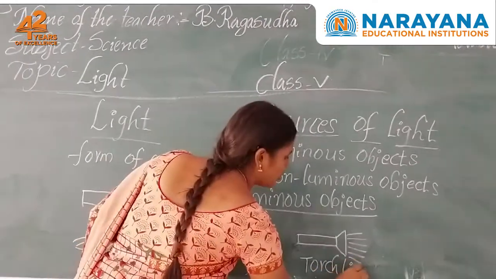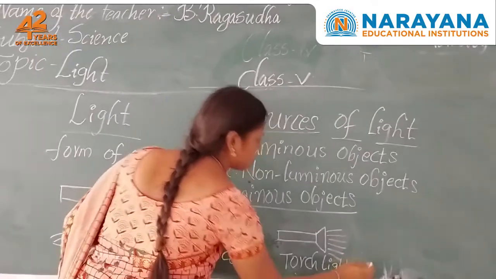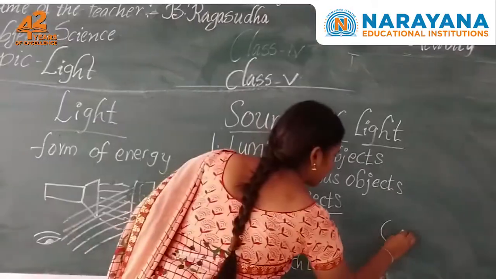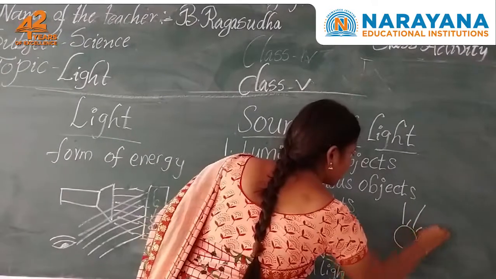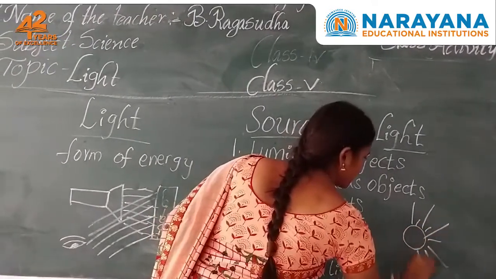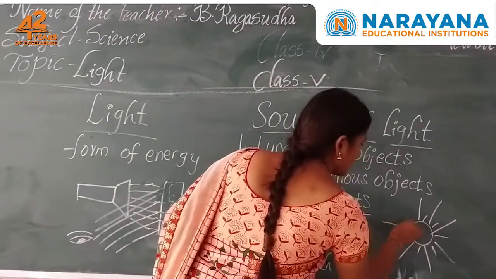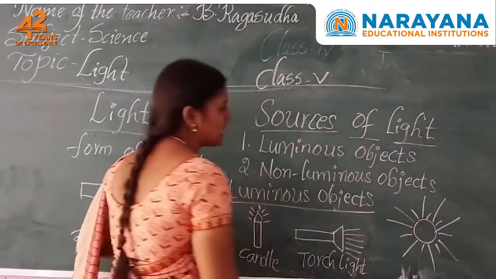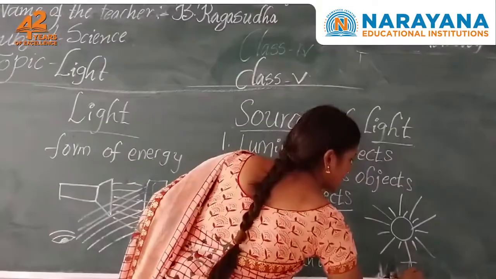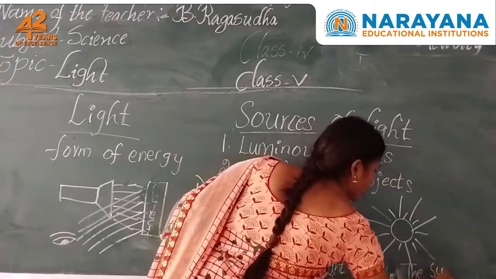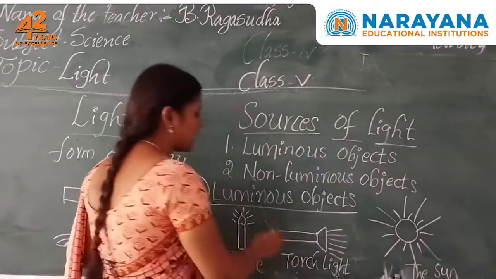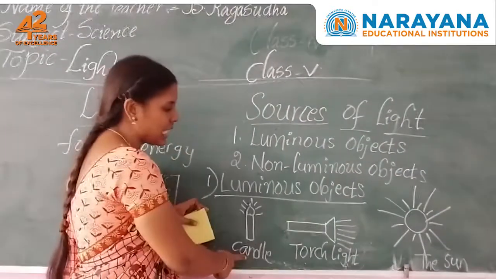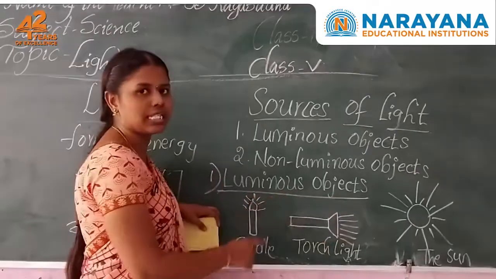Another example of a luminous object is the sun. The sun is also an example of a luminous body. So, what are the examples of luminous objects? The candle, torch and the sun.